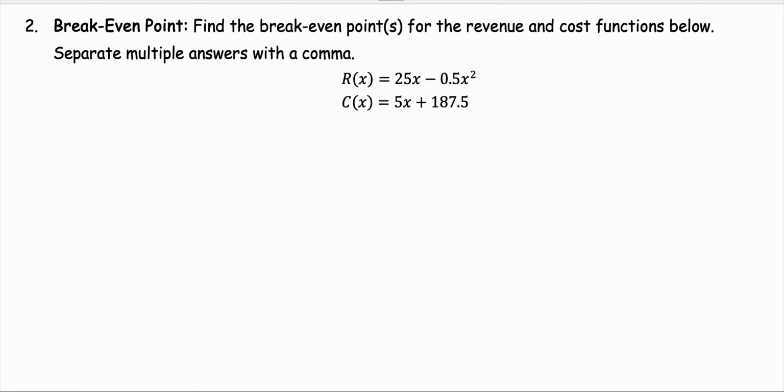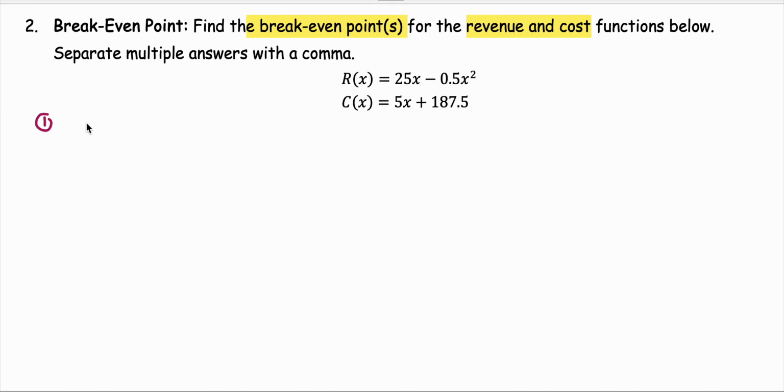In this example, we are going to look for the break-even point where the revenue and the cost are the same. The revenue function, capital R(x), is given by 25x minus 0.5x squared, and the cost function is given by 5x plus 187.5. So to set up, let's make a plan.